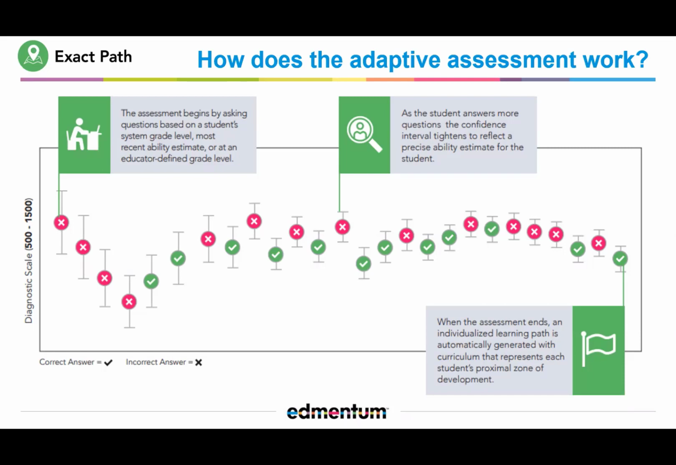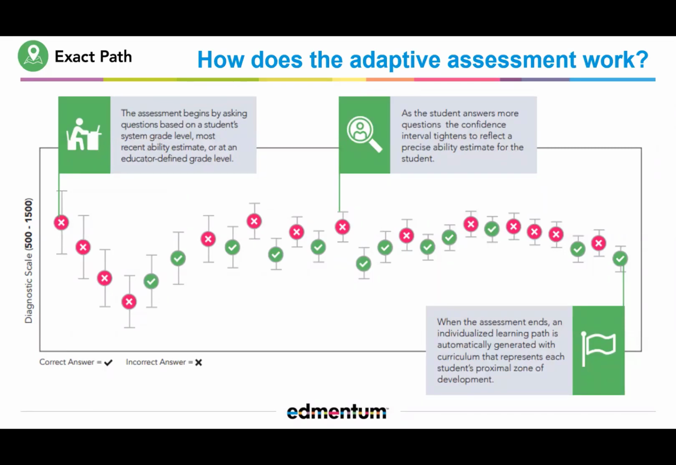An assessment will begin by giving students a question slightly below their current grade level, as designated by the system. After the first administration, the second administration would begin at the prior estimate of ability. Our sophisticated analysis and technology goes deep.